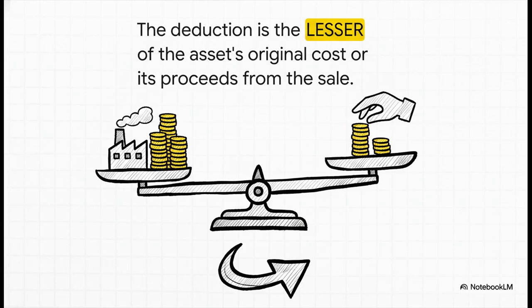You reduce the UCC balance by the lesser of two amounts: what you originally paid for that specific asset, its capital cost, or the money you got for it when you sold it, its proceeds. This lesser of rule is the gatekeeper for the whole process. It prevents you from creating artificial losses on assets that have actually gone up in value.